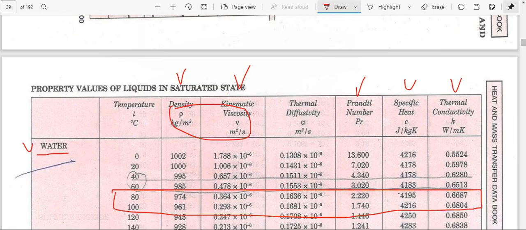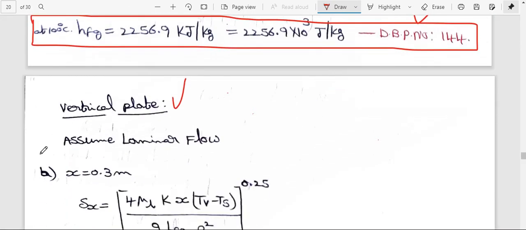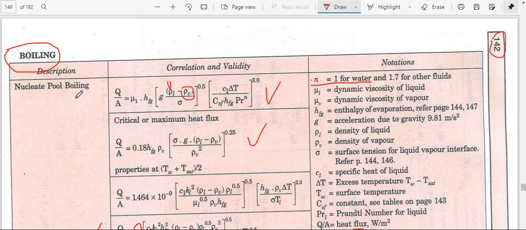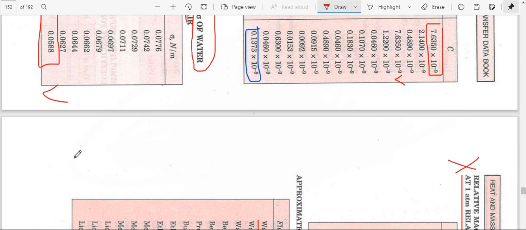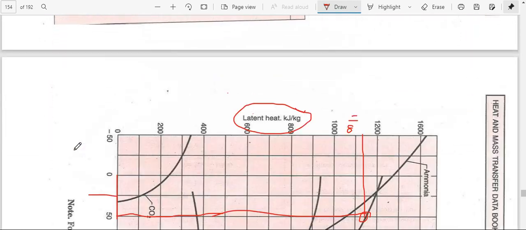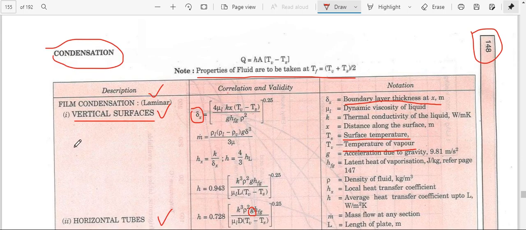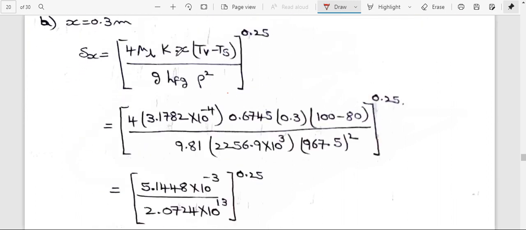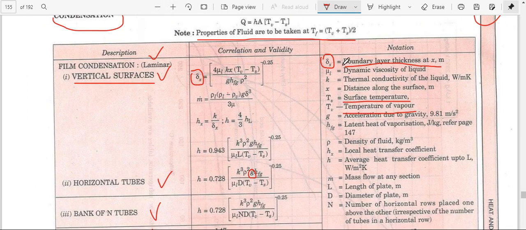So here in this problem, it clearly mentions the vertical plate. Assume laminar flow is also mentioned. So now I am considering the data book condensation page number. What is the condensation page number? So here the condensation page number is 148. So here now I am calculating the delta x value. So delta x formula. So here delta is equal to 4 mu L KL. This formula is taken from data book page number 148.